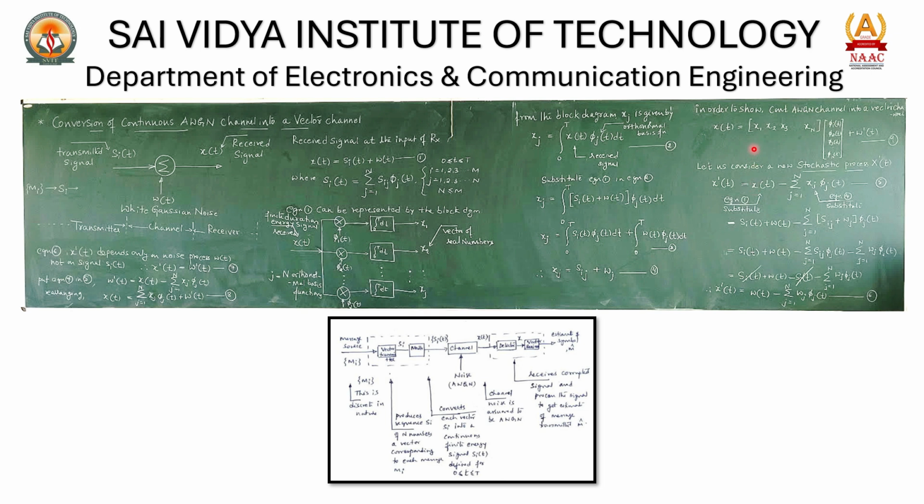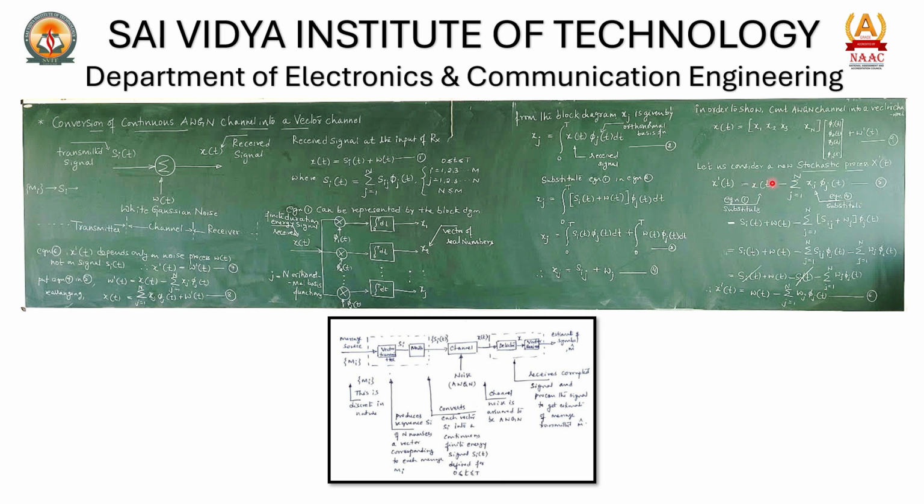So we are now going to show that the continuous AWGN channel can be represented in terms of a vector channel like this. So this is what we have to show. In order to show this, let us consider a stochastic process x dash of t with a random variable x dash of t that is given by the received signal minus the summation j equal to 1 to n of xj phi j of t.